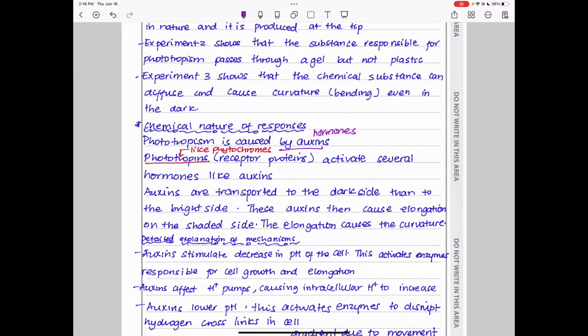So auxins are transported to the darker side rather than the brighter side, and these auxins then cause elongation. If light is illuminated from this side, they go towards the darker side, and wherever they go, they cause an increase of cell elongation, like you can see here. Elongation of the cells on one side, and on this side they're not elongated as much, meaning it's going to bend like that due to overgrowth on one side. So the elongation causes the curvature due to cells being longer on one side than on the other.